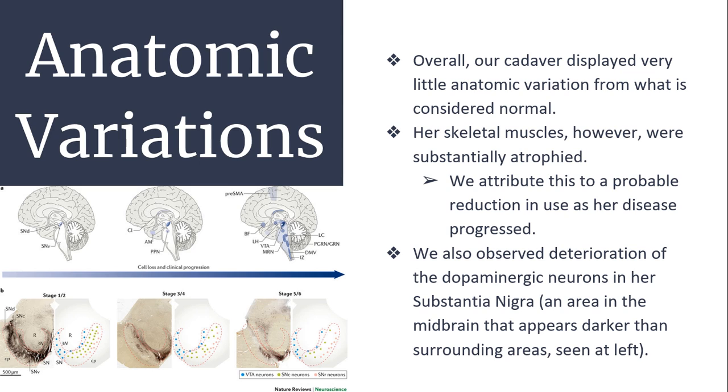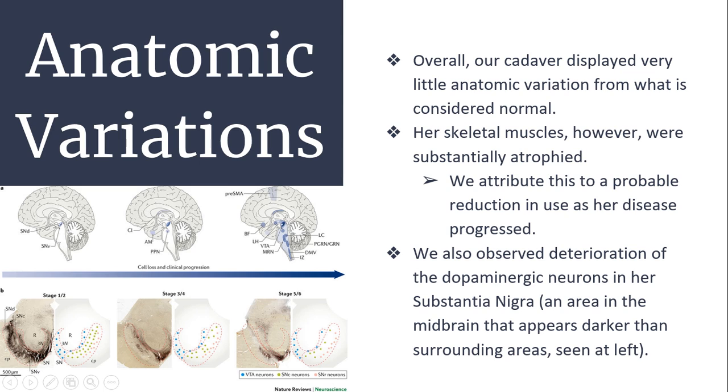So here are some anatomic variations. Normally in Parkinson's disease, one of the main things that you'll see is deterioration of the substantia nigra, which is an area in the midbrain. And as you can see over here, the substantia nigra is well named. It's literally black pigment. But in Parkinson's disease, this area will deteriorate, and eventually there will be no pigment at all.